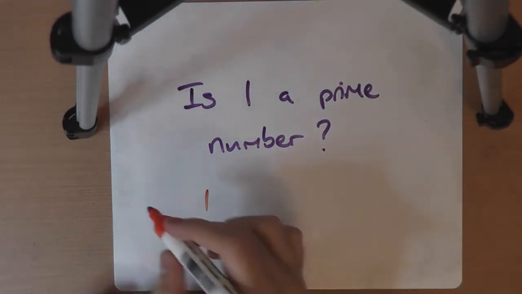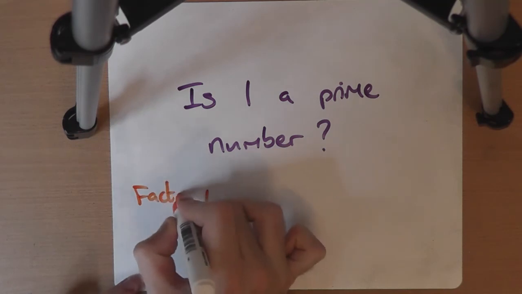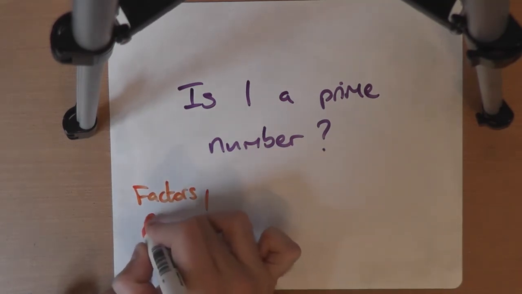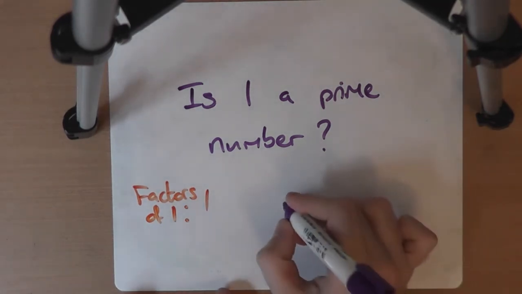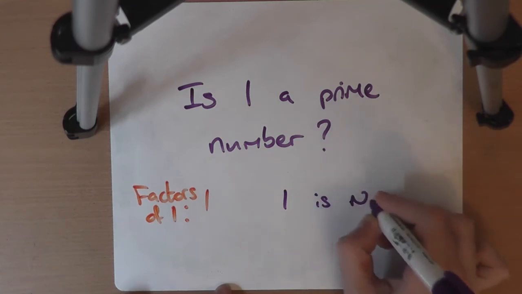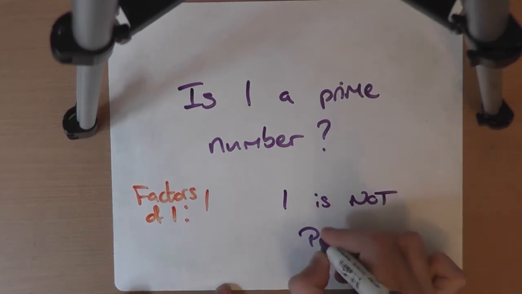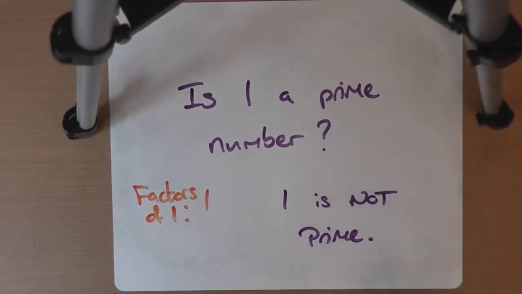So the only factor of 1 is 1. We can write it as many times as we like, but they're not different. So the factors of 1 are just the number 1, which means 1 is not prime. By definition, it does not fulfill both parts of the definition, so 1 is not a prime number.